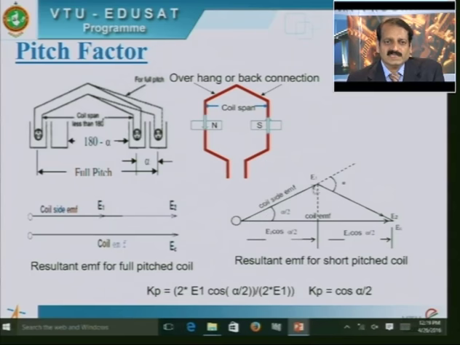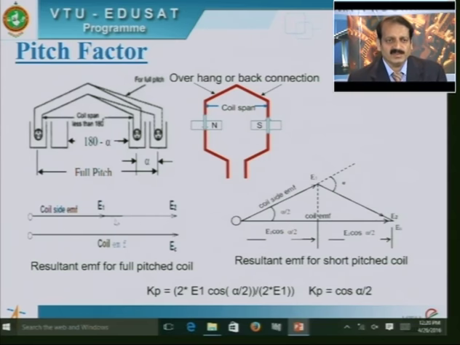Suppose this is the coil side EMF of the first coil side, and for 180 degrees this dotted line is the position of the coil side EMF of the other side of the coil, that is E2. But since the other side of the coil is short pitched by alpha degrees, this falls back by alpha degrees, and the resultant EMF, that is the coil EMF between this end and this end of the coil, is now less than the arithmetic sum. So the vector sum is less than the arithmetic sum.